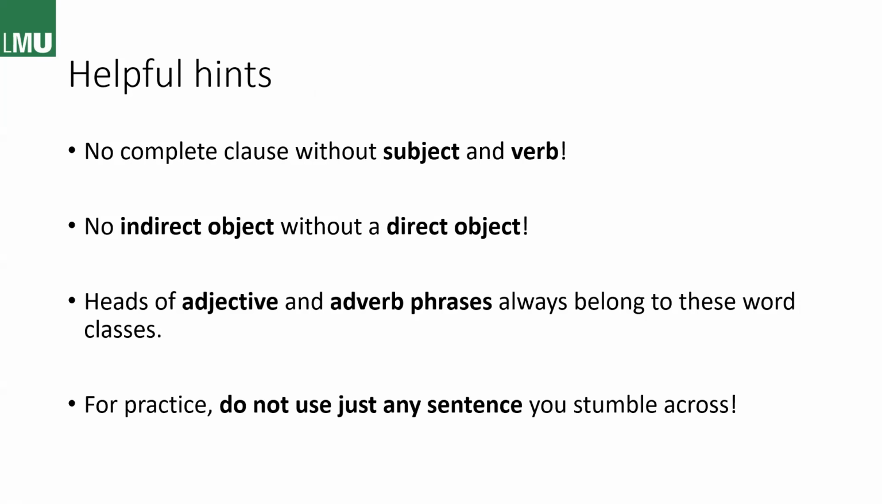You can't ever, as I said before, have an indirect object without a direct object. So once you have two objects, one of them is indirect and the other is direct. If you only have one object, you don't ever have to think about it as an indirect object because it has to be a direct object. Then heads of adjective and adverb phrases are always adjectives in the adjective phrase and adverbs in the adverb phrase, and never the other way around. I've seen that mixed up at least 10 times.